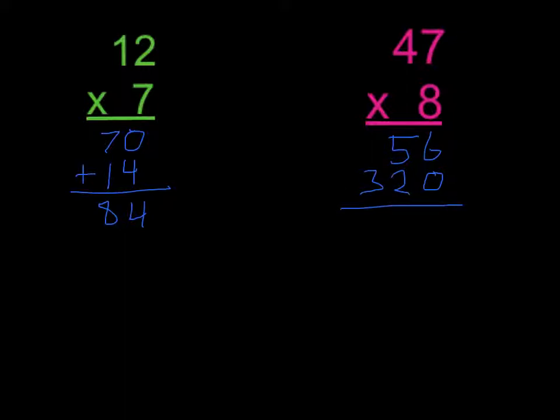And then we're going to add those together. And once again, 56 and 320 are partial products. They're not the full product. We're adding those together to get the full product. So we have 6 plus 0 is 6. 5 plus 2 is 7. And then our 3. So our product for 8 times 47 is 376.